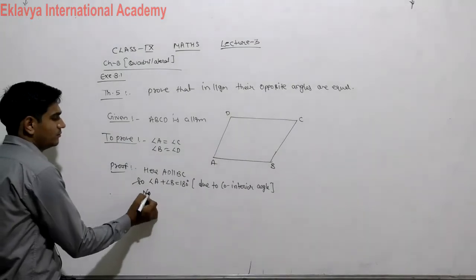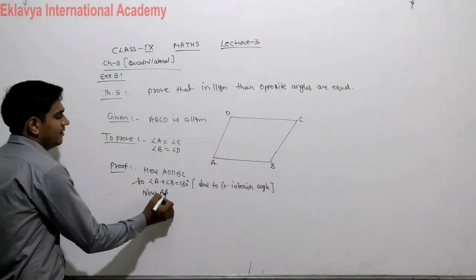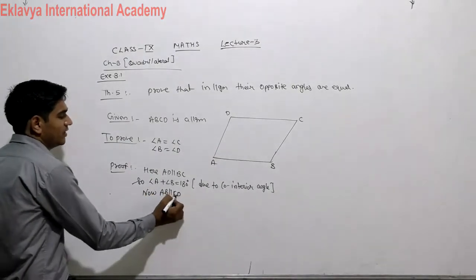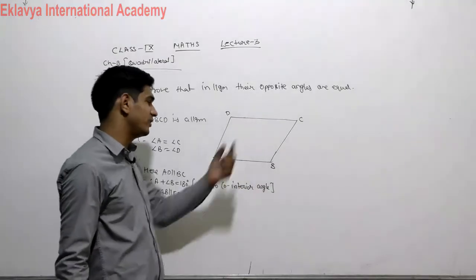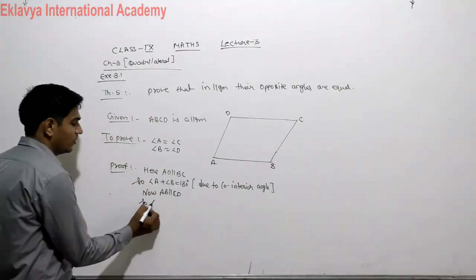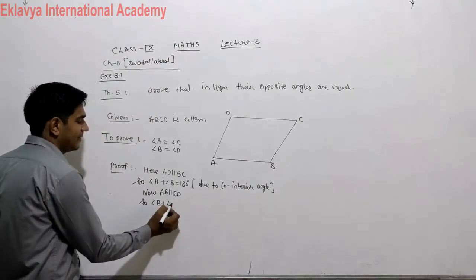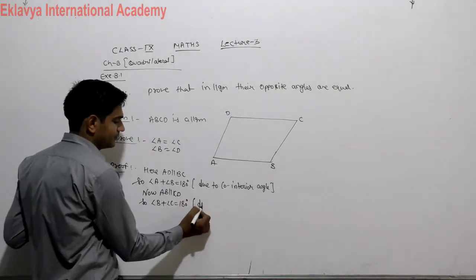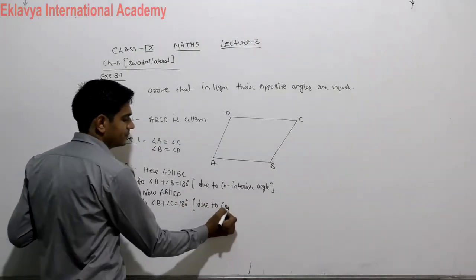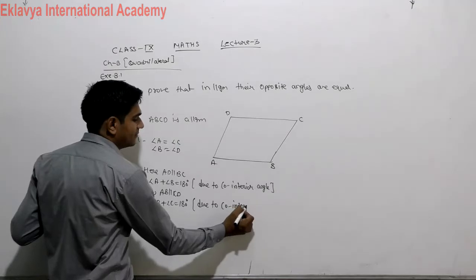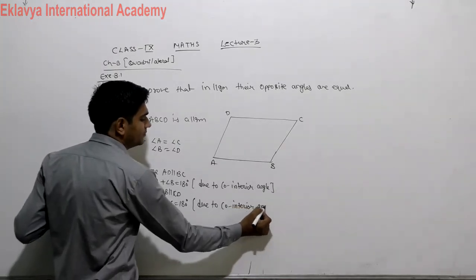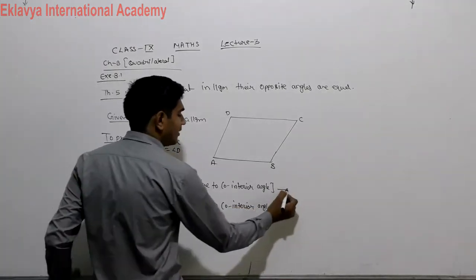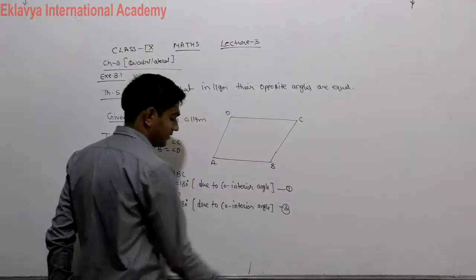Now AB is also parallel to CD. So angle B plus angle C is 180 degrees, same reason, due to co-interior angles. That is equation number first and equation number second.